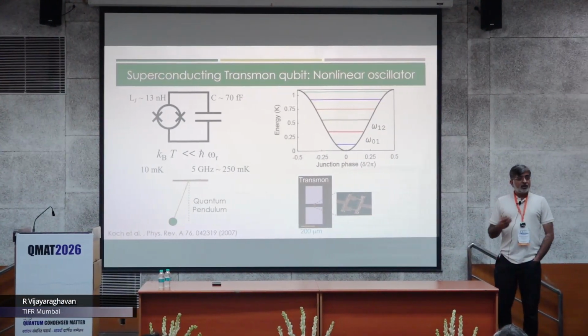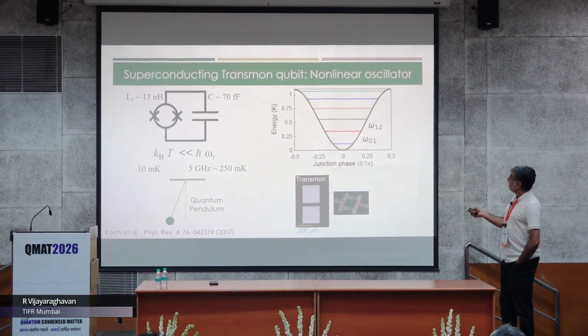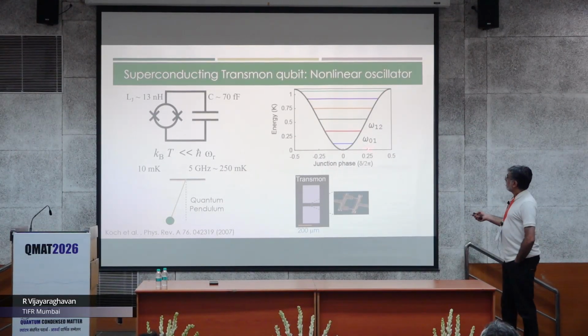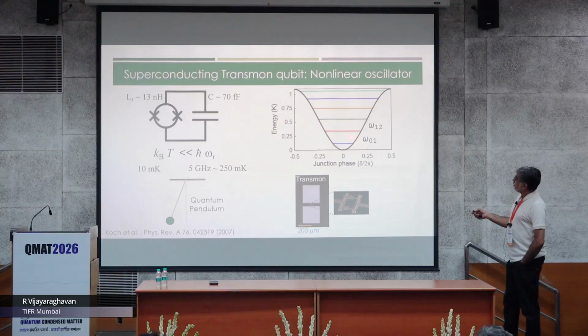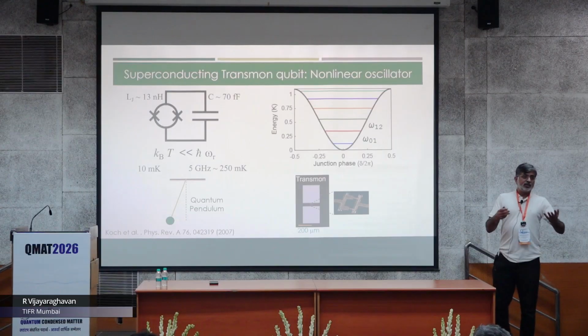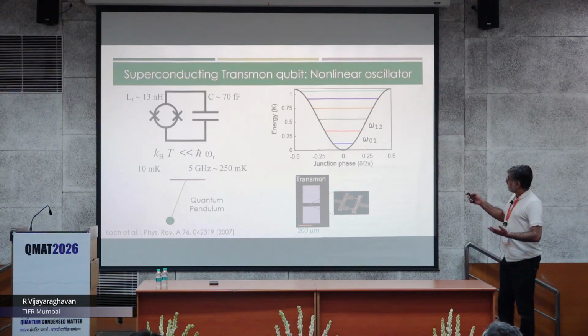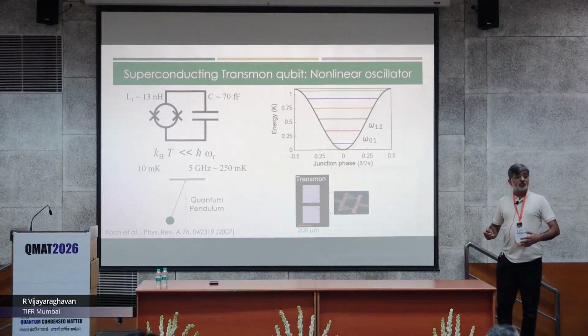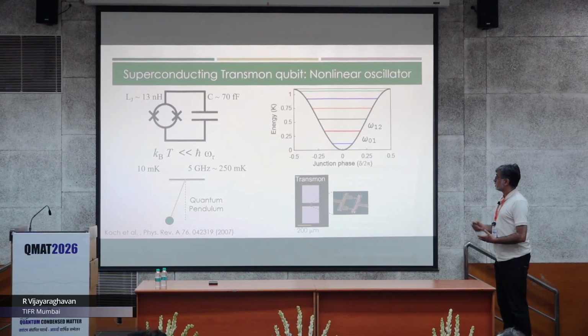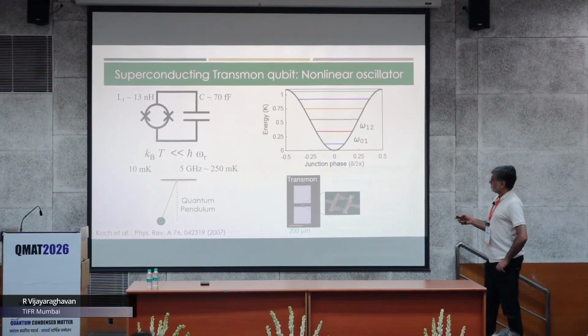And because it's nonlinear and not harmonic, the eigenenergies of this potential are not equally spaced, but unequally spaced, and that allows you to isolate the two lowest levels of this potential well as a quantum two-level system, and hence a qubit. But in principle, there are higher levels which are present, and one has to keep those in mind depending on the experiments one is doing. I'll comment on that later in the talk.